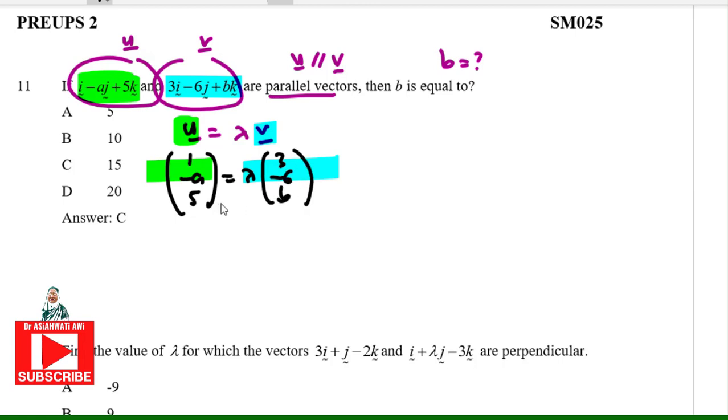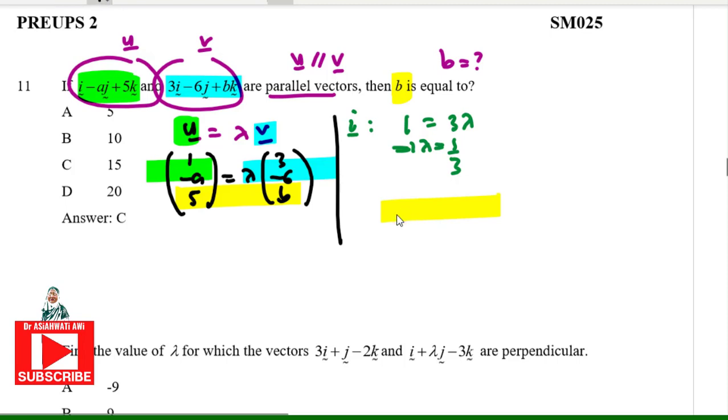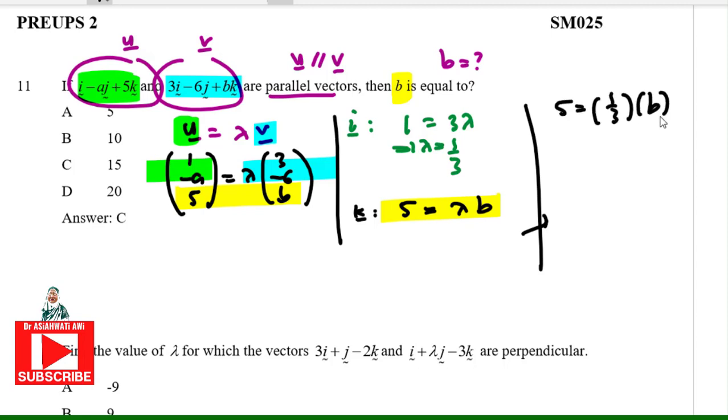Okay, compare the components. Component I: 1 equals 3 lambda, which implies that lambda is equal to 1 over 3. And this is component K: 5 is equal to lambda B. Lambda is equal to 1 over 3, so 5 equals 1 over 3 B. B is equal to 15. The answer is 15.